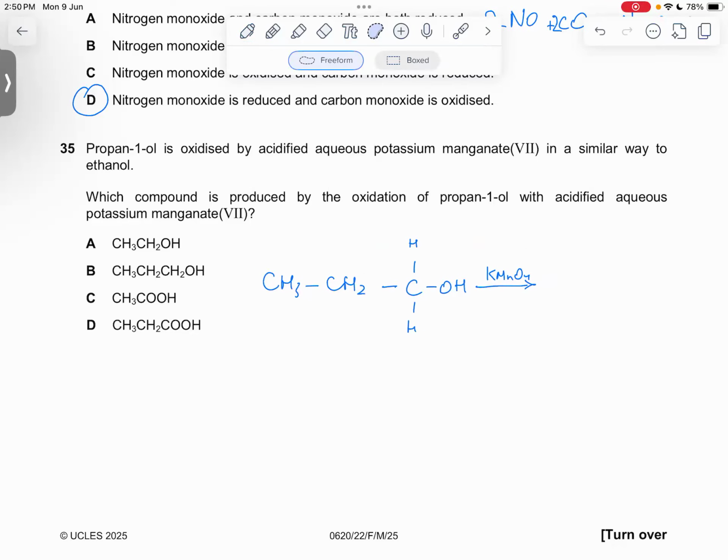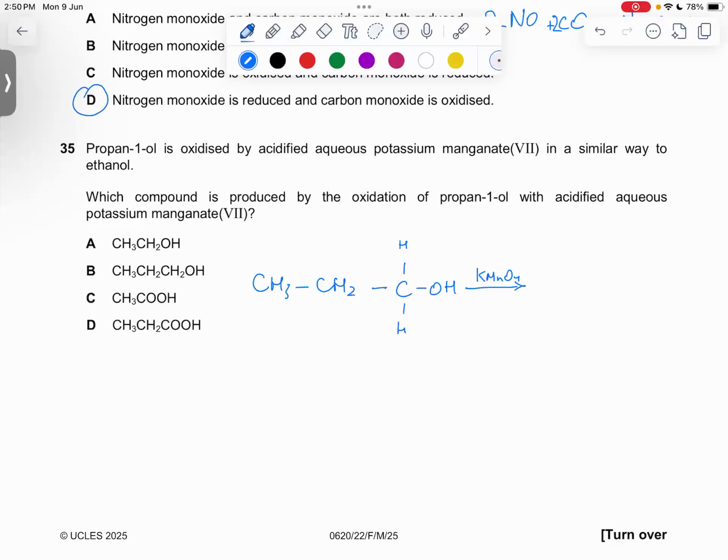The alcohol becomes a carboxylic acid, right? So everything just stays the same, CH3, CH2. Instead of the two hydrogens, now there is one oxygen and an OH, COOH basically. So where does it say CH3, CH2, COOH? In D. So this is CH3, CH2, COOH, and that is shown in D for doctor.